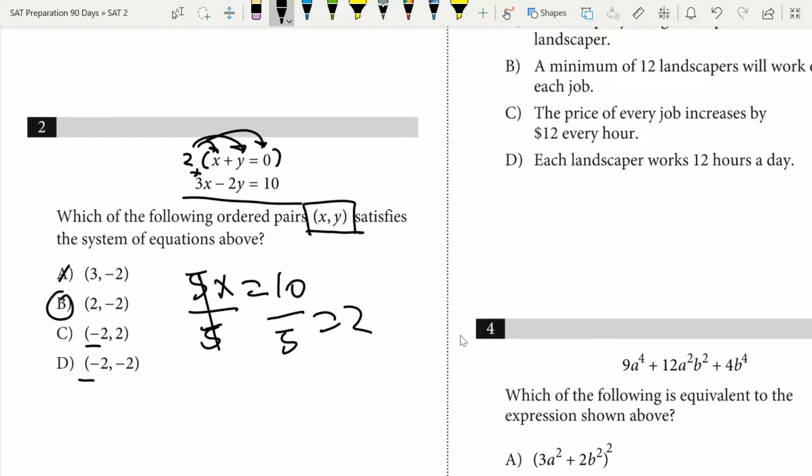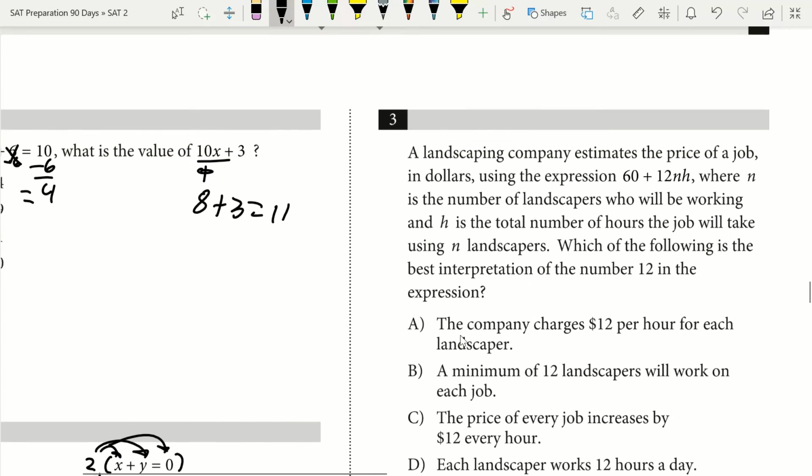Okay, so that one worked fine anyways. So B will be our answer for 2. Now we got question 3. Okay, I've got a word problem.